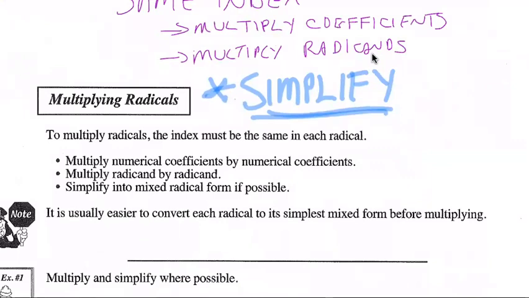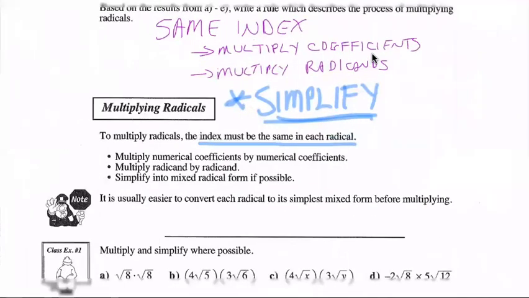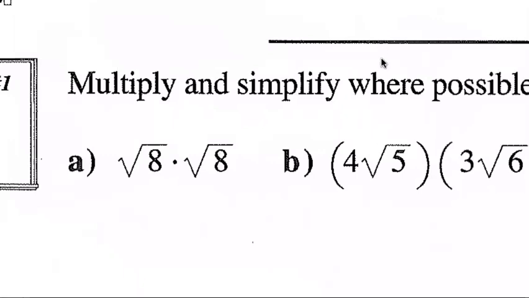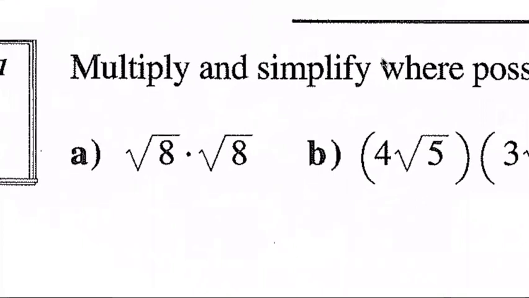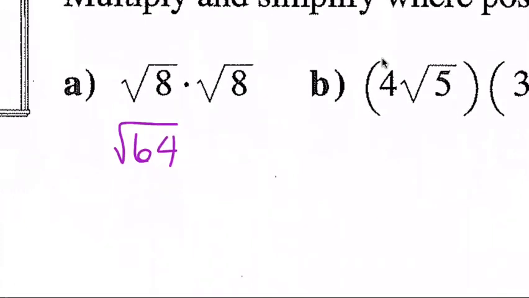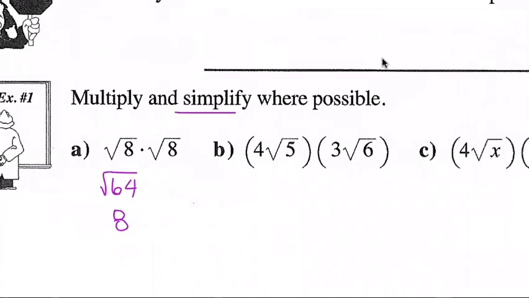And then basically that's all it goes down into below. Multiply the coefficients by the coefficients, simplify, multiply the radicand by the radicand, and simplify where possible. The index must be the same in each radical. So that should be your first step. Determine whether or not it's actually doable. So if we look at example number 1a, square root of 8 times the square root of 8, well, the index are both the same. It's a 2. So this is doable. This would give me the square root of 64. And you should know that the square root of 64 is equal to 8. Multiply and simplify where possible.